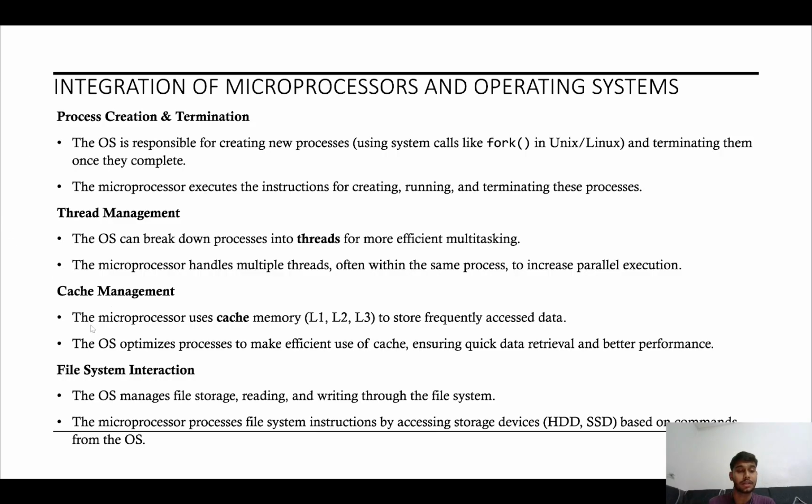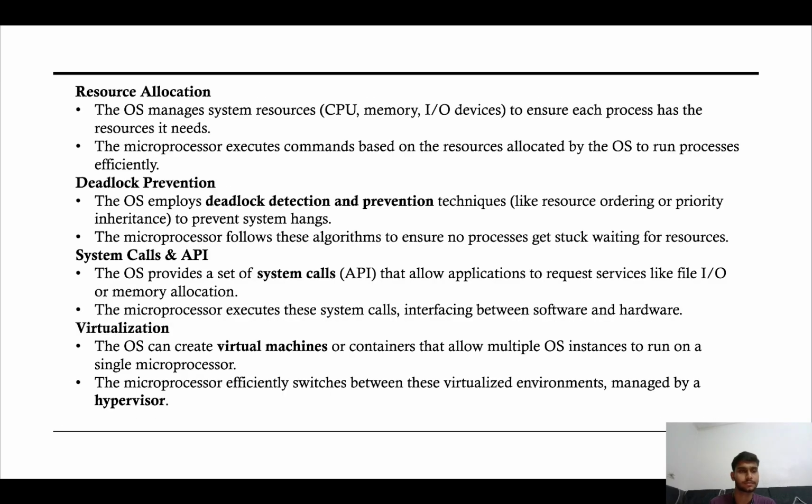Cache management. The microprocessor uses levels of cache memory to store frequently accessed data. File system interaction. The OS manages file storage, reading and writing through the file system. The microprocessor processes file system instructions by accessing storage devices like HDD, SSD based on the commands from the OS.